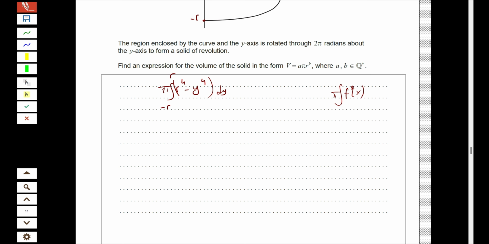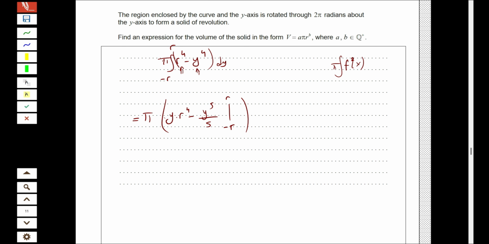What is the integral of this expression? The first one, r to the power of 4, we will just add y. And the second one, the integral of this one, is y to the power of 5 over 5. And the limits are minus r and r. We're going to replace r with y.